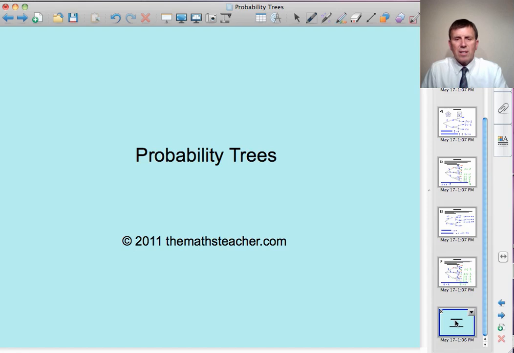Well, that brings to the end this lesson on probability trees. You'll now find an exercise with 4 questions similar to the ones we've just done.